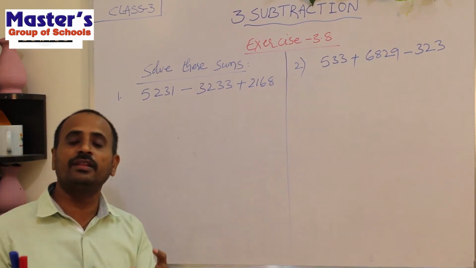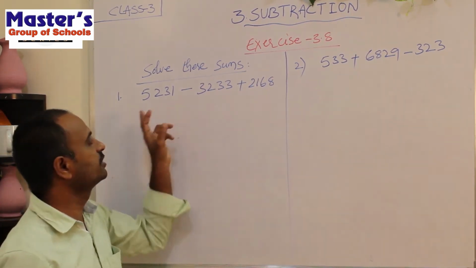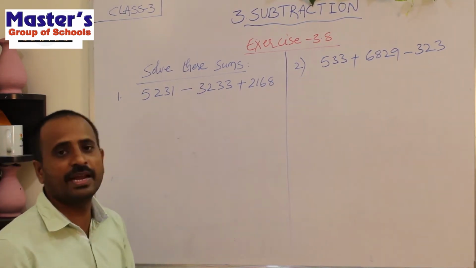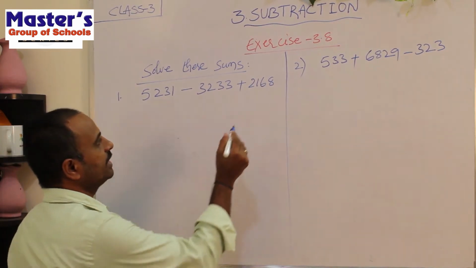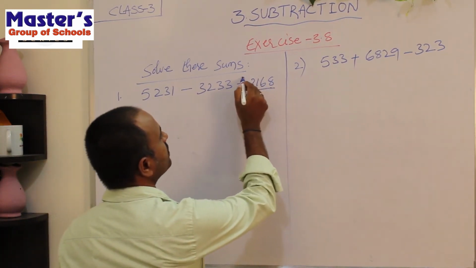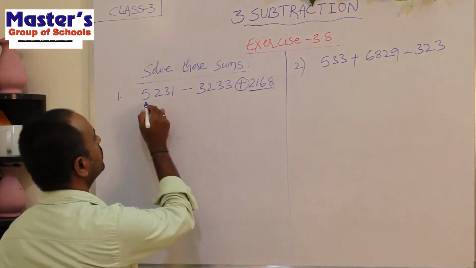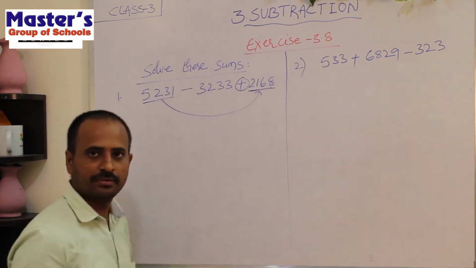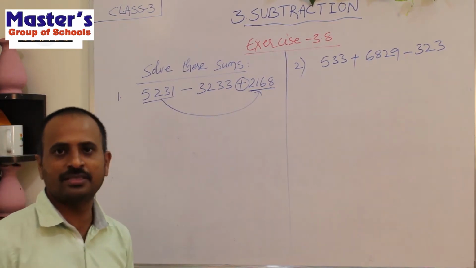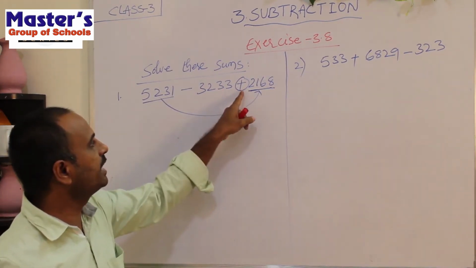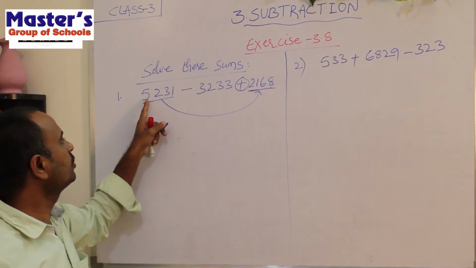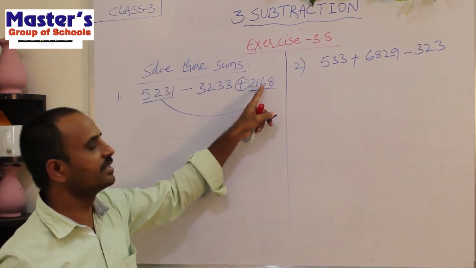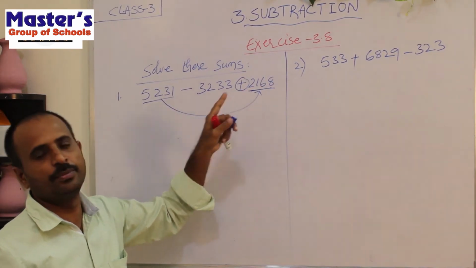So we have to add the number to the first number which has a plus sign before it. Which number has a plus sign before it? So here, this number has a plus sign before it. So first add the first number and this third number. So first add the numbers which have plus sign before them. Here 5231 and 2168 have a plus sign before them.